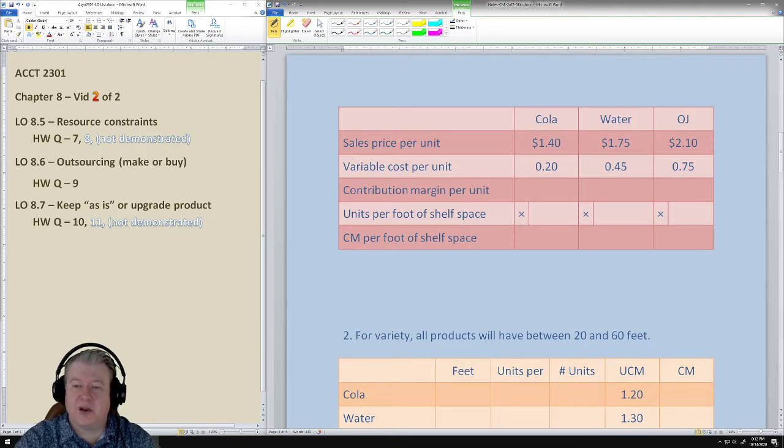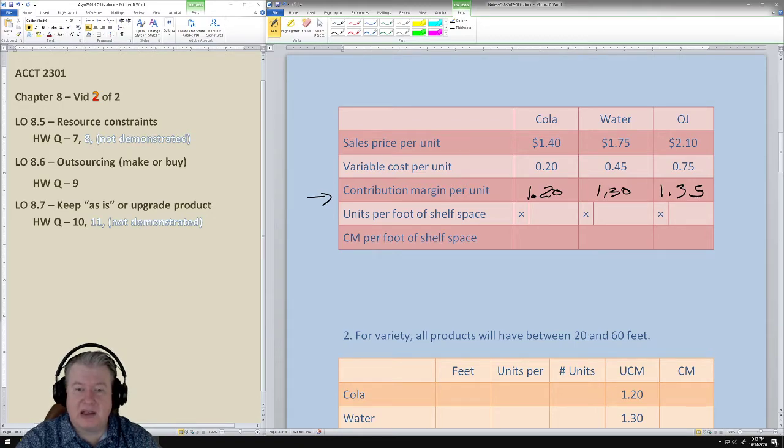So I've pulled down a little bit of the information that we were given, and we want to figure out these contribution margins according to each individual unit. So here this would be $1.20. This is $1.30, and this is $1.35. If I just went according to the contribution margin of the individual item, cola would be the lowest, and water and OJ would be the highest.